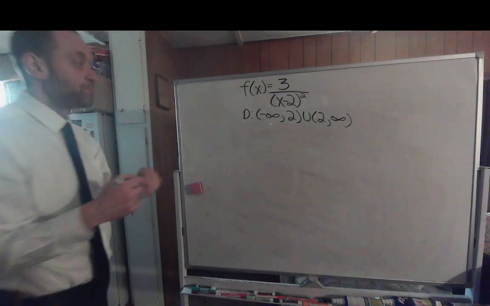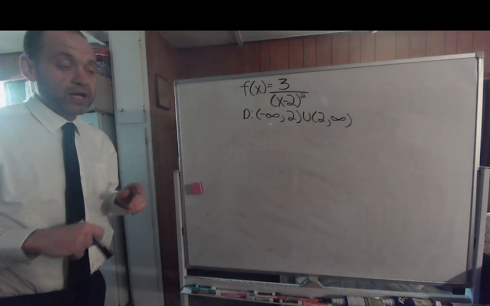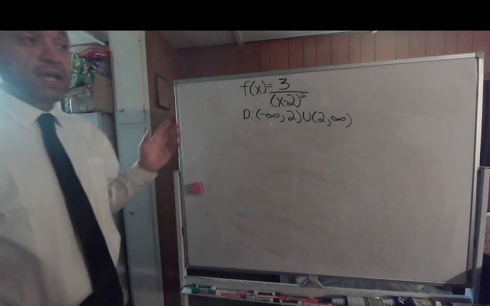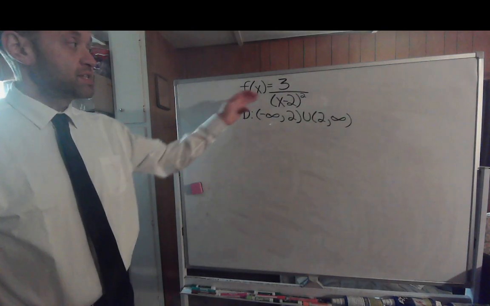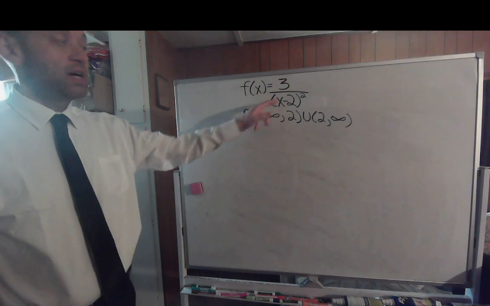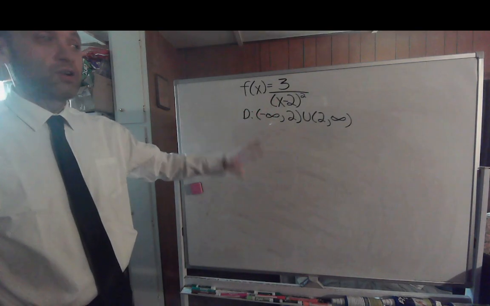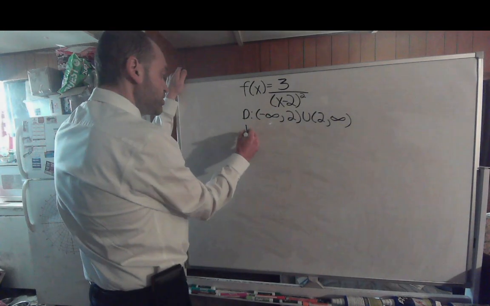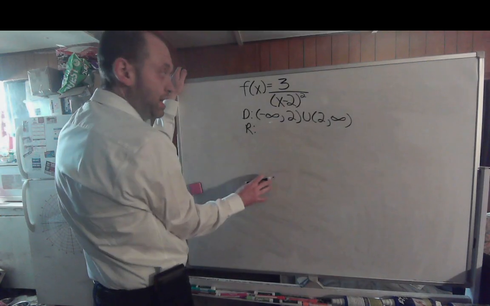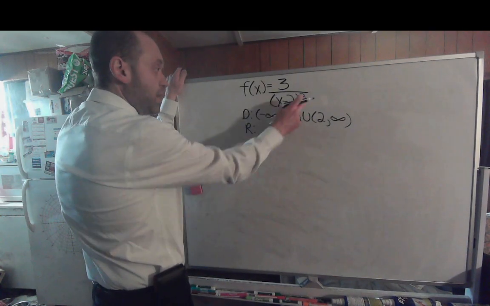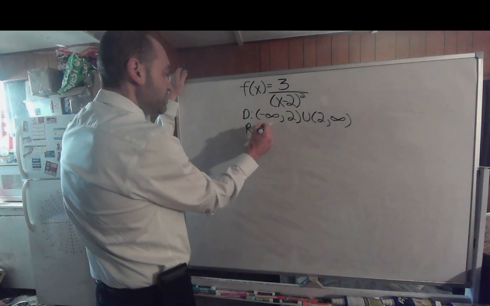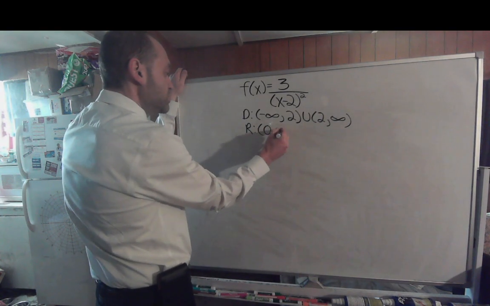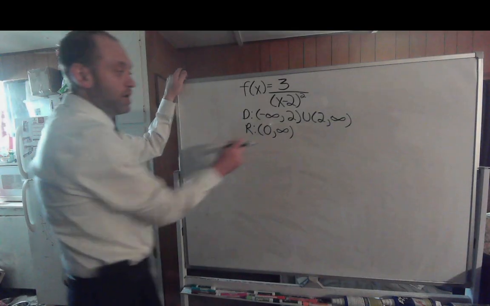All right. Now what about your range? Again, whether you put in positive or negative values, you get a positive denominator, it's always going to end up positive. So your range, you'll only have positive values since it's a square in the denominator. So your range would be from 0 to infinity, 0 non-inclusive.